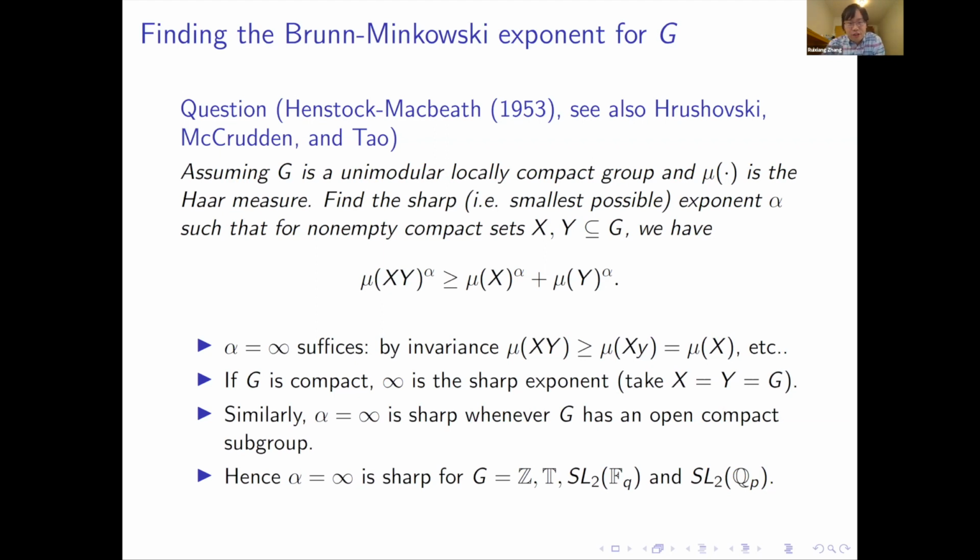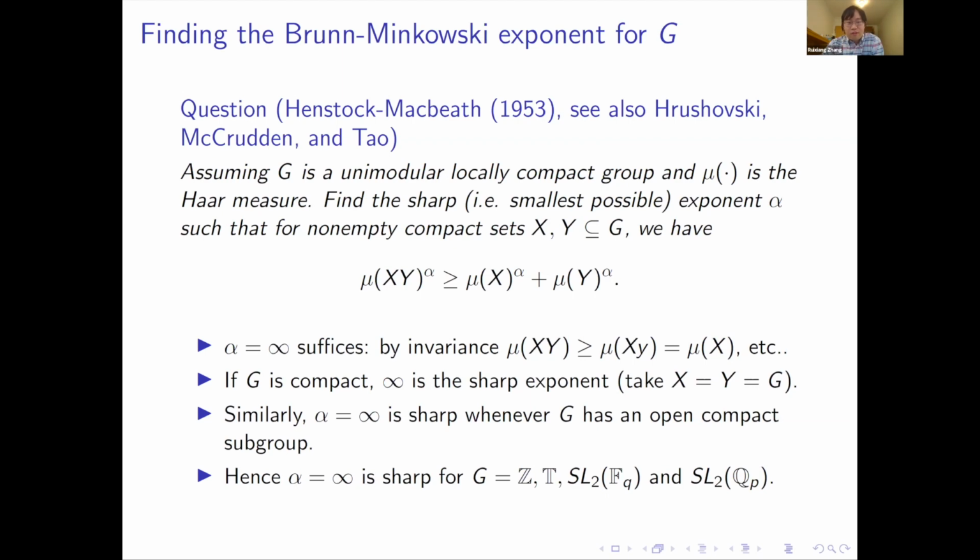And a few easy remarks. You see that alpha equal to infinity will suffice. When alpha is equal to infinity, this is just saying that mu of XY is bigger than the maximum of mu of X and mu of Y. And the proof is trivial. You just pick an arbitrary little y, and mu of XY is bigger than mu of capital X little y, which is equal to mu of X by invariance. So alpha equals infinity suffices.